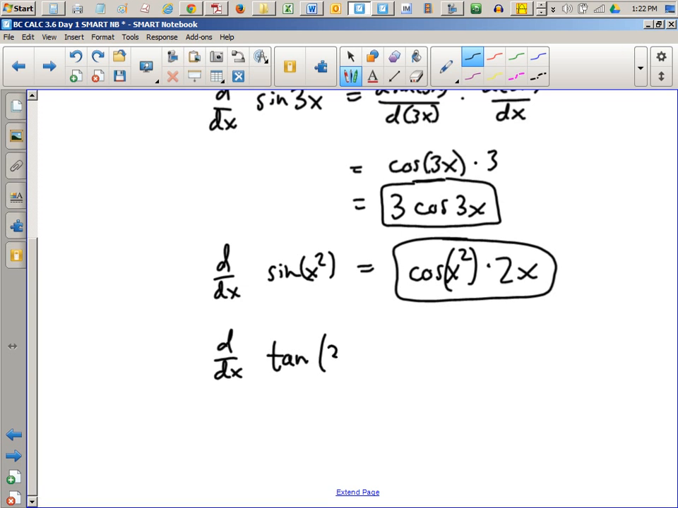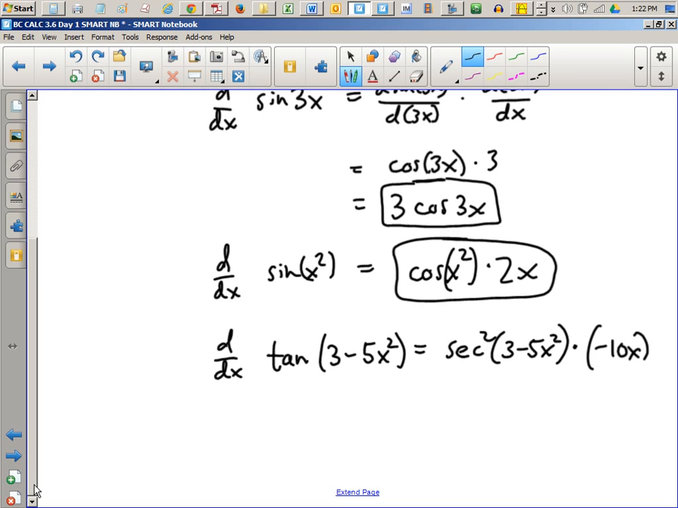How about this one? How threatening is this? Not very threatening. Because we know the derivative of tan. Do you guys remember it? Sec squared, right? So you just simply write that, right? Sec squared. Don't change the angle. It's still 3 minus 5x squared. Multiply on the derivative of the inside. So what is the derivative of 3 minus 5x squared? Negative 10x.